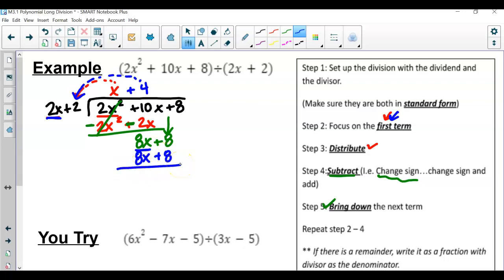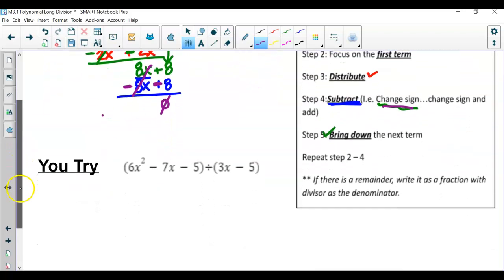Then what do we do after we distribute? Subtract, change the sign. So this becomes a negative, but this is also a negative. So 8x minus 8x, there's your 0. And 8 minus 8 is also 0. So that means with a remainder of 0, 2x plus 2 is a factor. That means your final answer is just x plus 4.